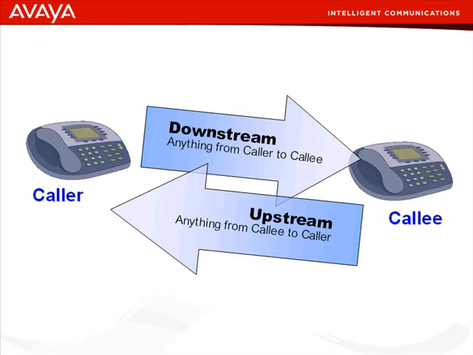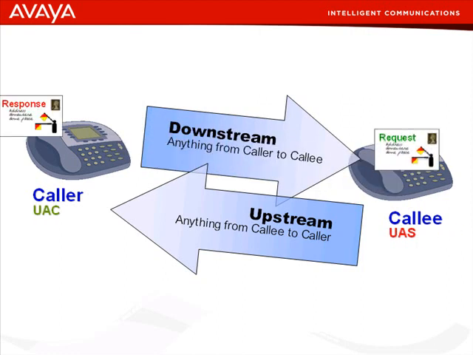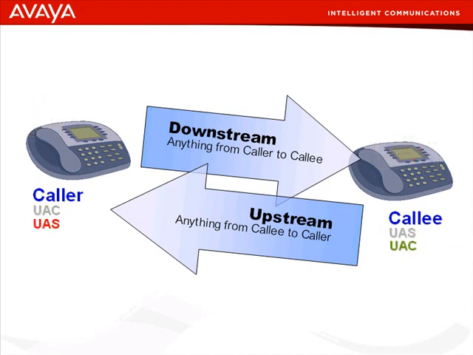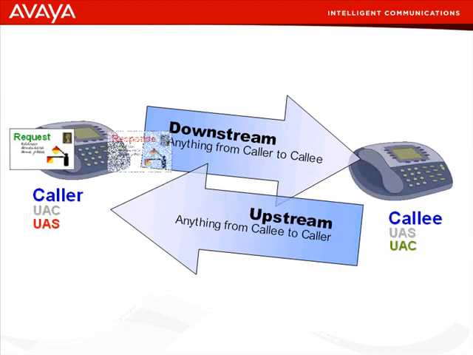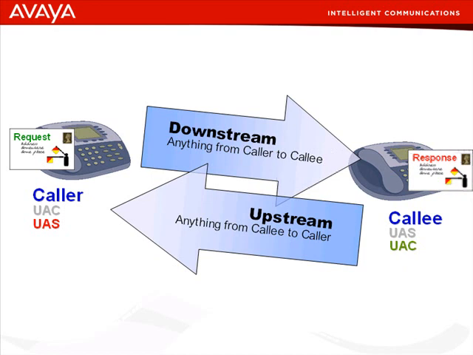Now, just to be clear, there is no connection between a user agent being the upstream caller and being a user agent client. Although the caller acts as a user agent client when sending a downstream request, it still remains the caller when acting as a user agent server after receiving a request and responding downstream. Likewise, the callee is always the callee, both when acting as a user agent server, sending responses upstream, or as a user agent client, sending requests upstream.